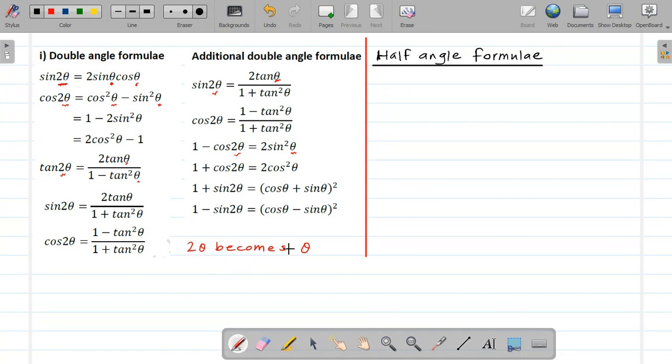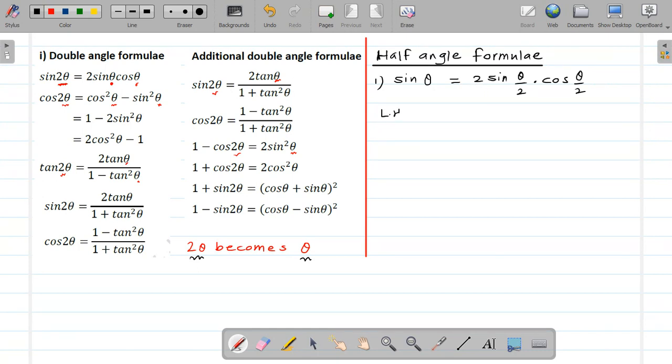Now as 2 theta becomes theta, with this knowledge I will write the first formula, that is sin theta is equal to, now if I take theta angle on the left hand side, then by this observation sin theta you will get as 2 times sin theta by 2 into cos theta by 2. Just like this, if 2 theta becomes theta, then in this case theta becomes theta by 2, half of that. So that's why it is called the half angle formula.